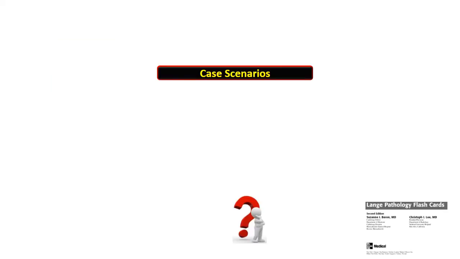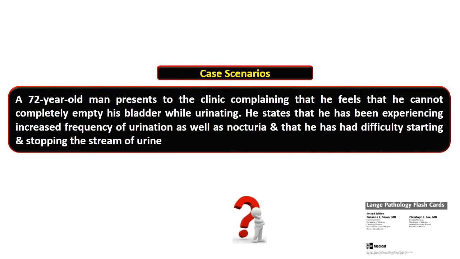So in the next hour we will look for the answer to this clinical problem, in which a 72-year-old man presents to the clinic complaining that he feels that he cannot completely empty his bladder while urinating. He states that he has been experiencing increased frequency of urination as well as nocturia, and that he has had difficulty starting and stopping the stream of urine.